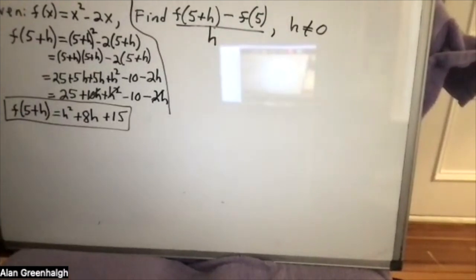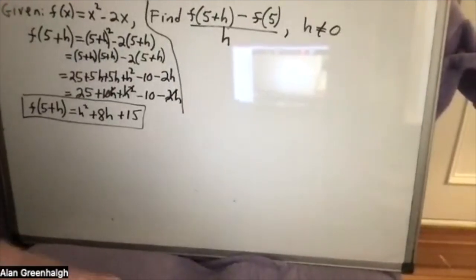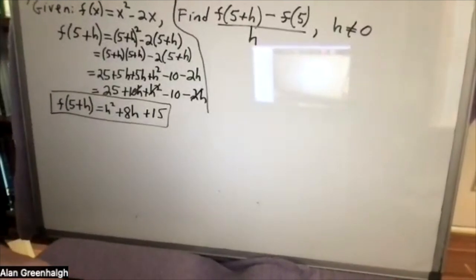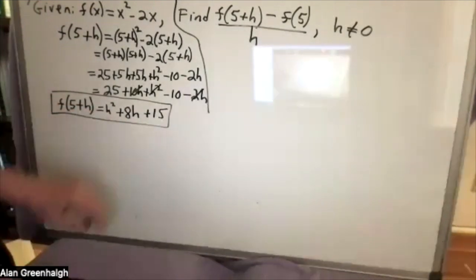Good question, Professor. Yes, I got 15 plus 8h plus h squared. That's fine. It doesn't have to be in that specific order, but this is preferable. I mean, if you got what you got, I would never mark that wrong on a test, ever. But I'm telling you that from a course point of view, this is what it should look like.